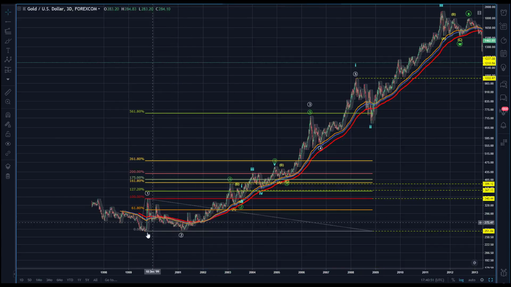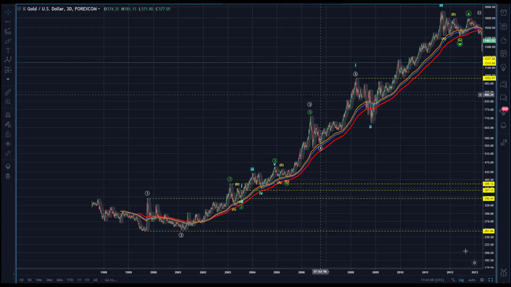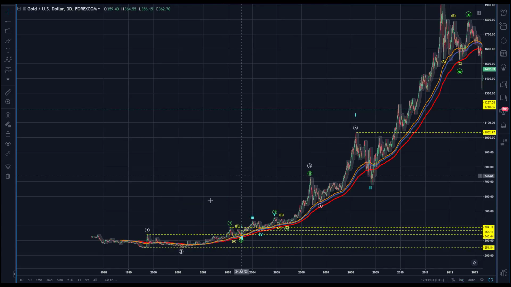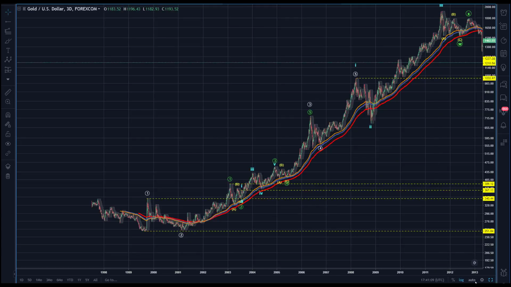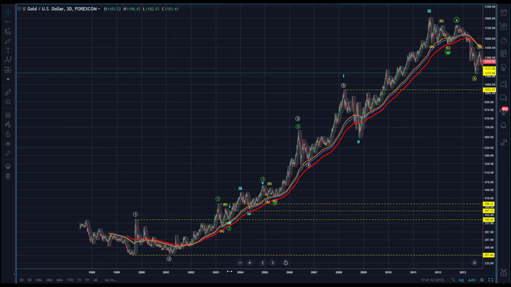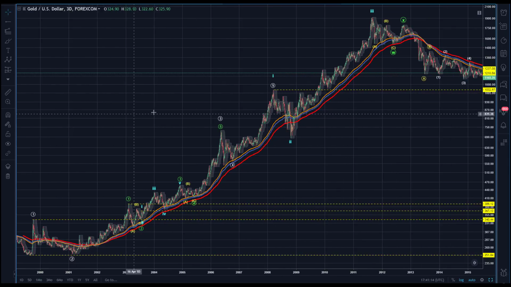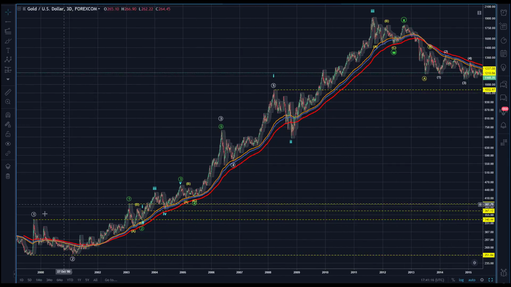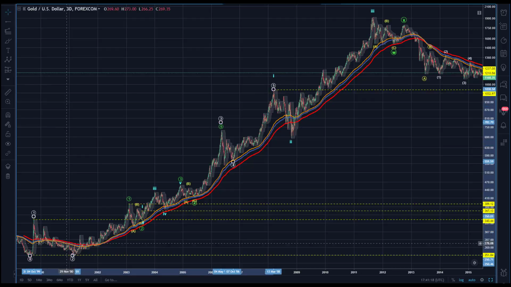Okay, so we go 1, 2. We got to go all the way to the 5.61 or 561.8 to get our third up here. So I've got a candidate for a third here. Now remember, we're in log scale, so it looks a little bit different. When I take it out of log scale, 1, 2, 3, 4 looks a little easier to read. But the separation, I think, helps us here as we work through the count on the longer degree. Okay, so that I've got a candidate here in white in the micro. So 1, 2, 3, A, B, C into my 4, up for my 5.